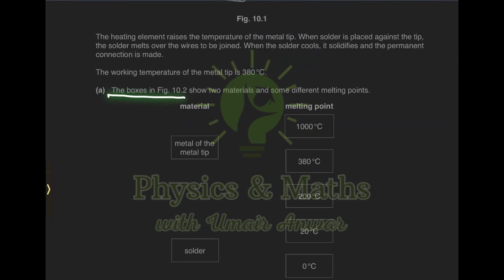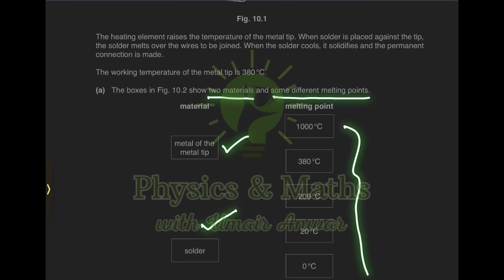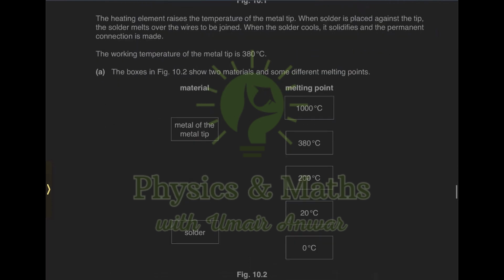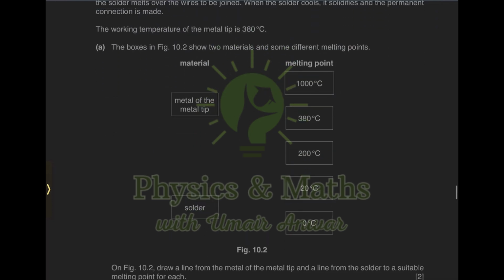So the metal tip is operated at a temperature of 380 degrees centigrade. The boxes in figure 10.2 show two materials. One is the metal of the metal tip and the other is solder, and there are some different melting points. On figure 10.2, draw a line from the metal of the metal tip and a line from the solder to a suitable melting point for each. Now, solder is something which should be melted below the working temperature of the metal tip, because the metal tip normally operates at 380 degrees centigrade.